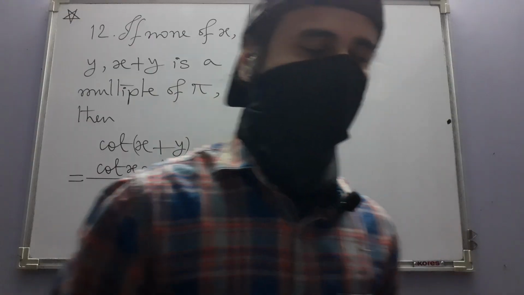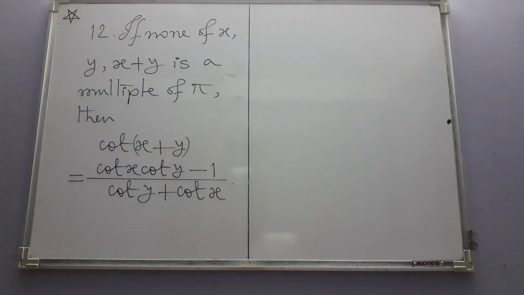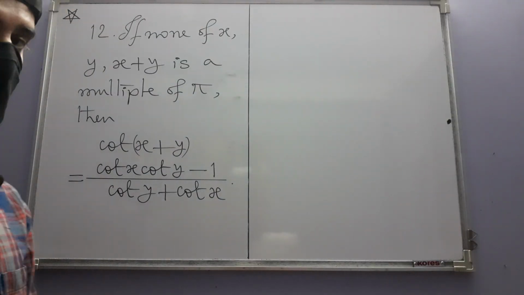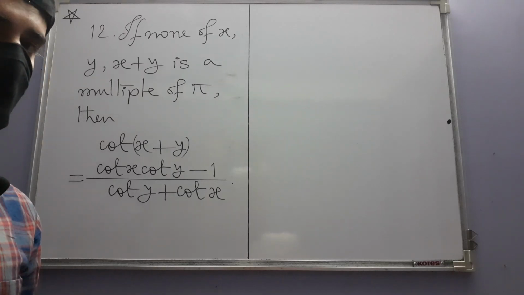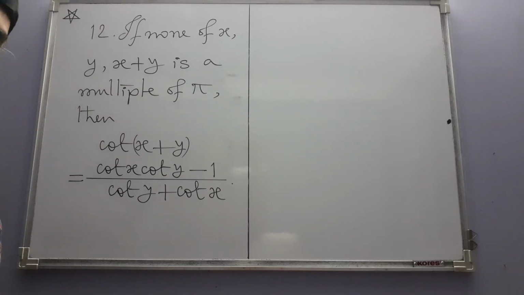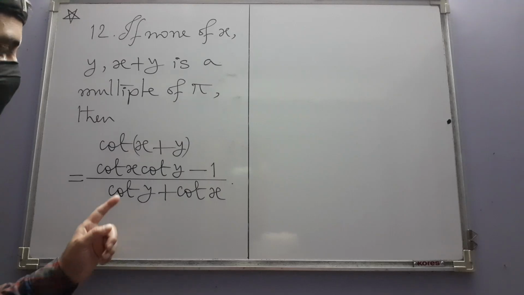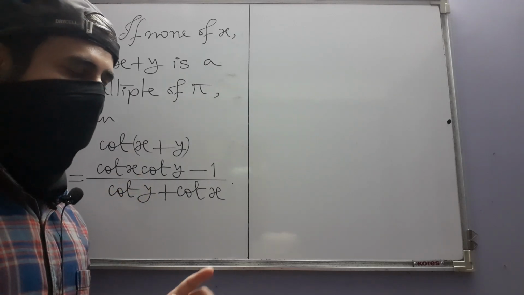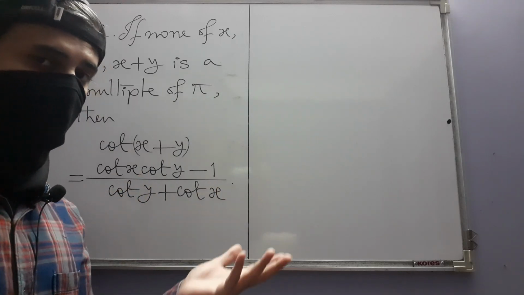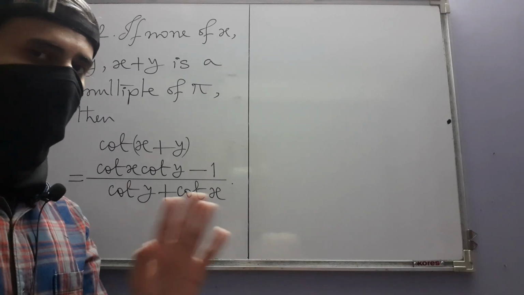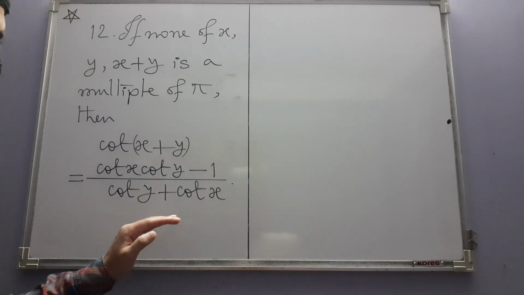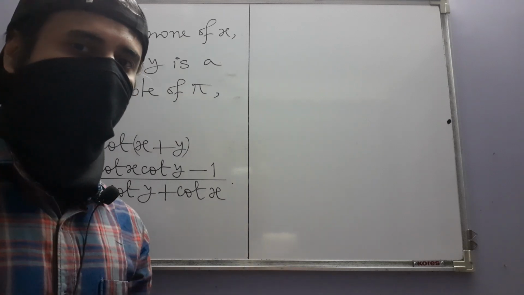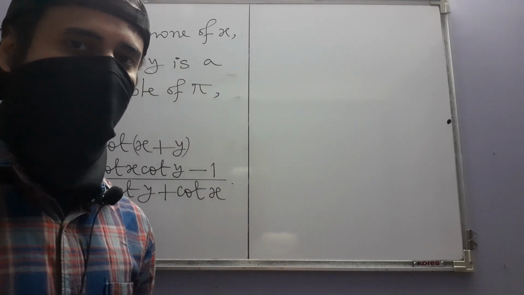Alright, so let's continue our discussion of trigonometric identities. Next is this one, which involves the cotangent function, cot of x plus y. Now because cot is there, some condition is needed. Cot is not defined for all real numbers. It is not defined precisely for those real numbers which are integer multiples of pi.